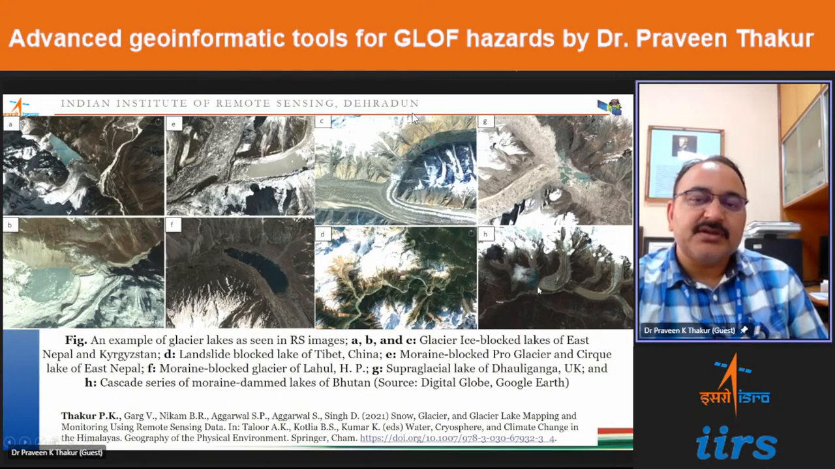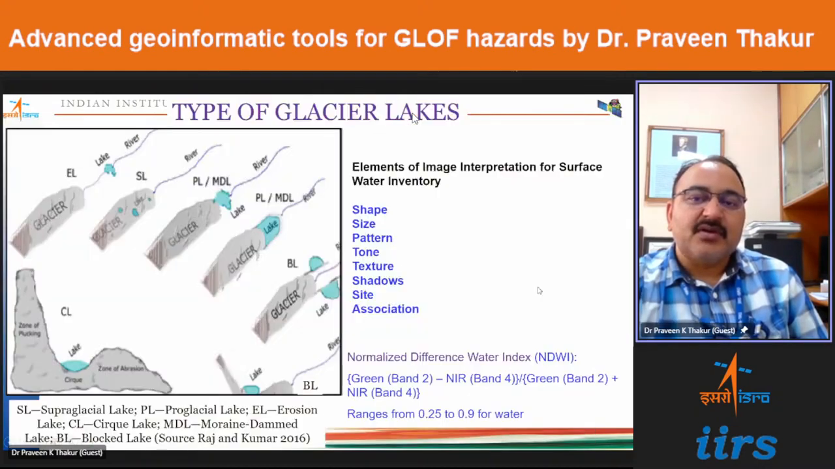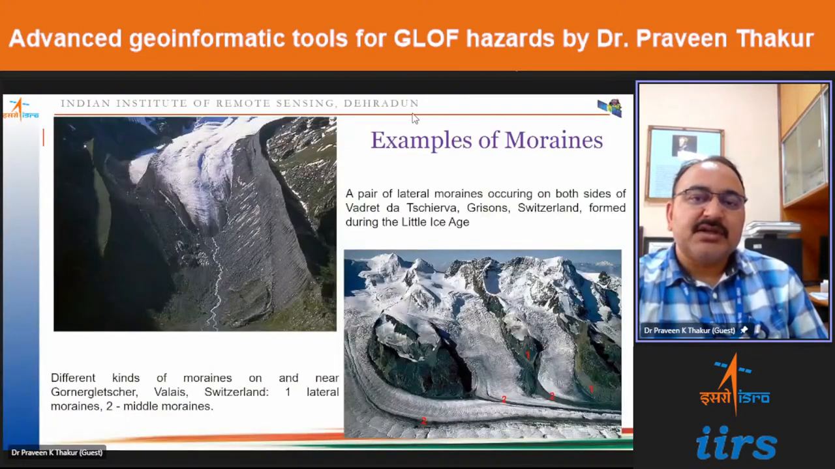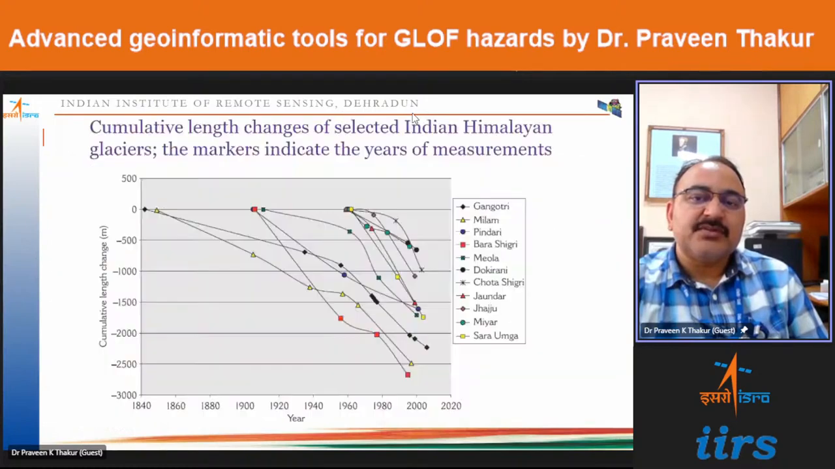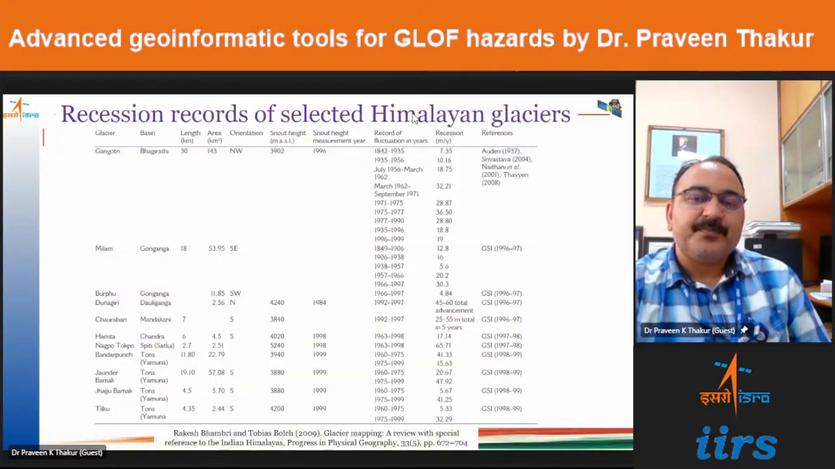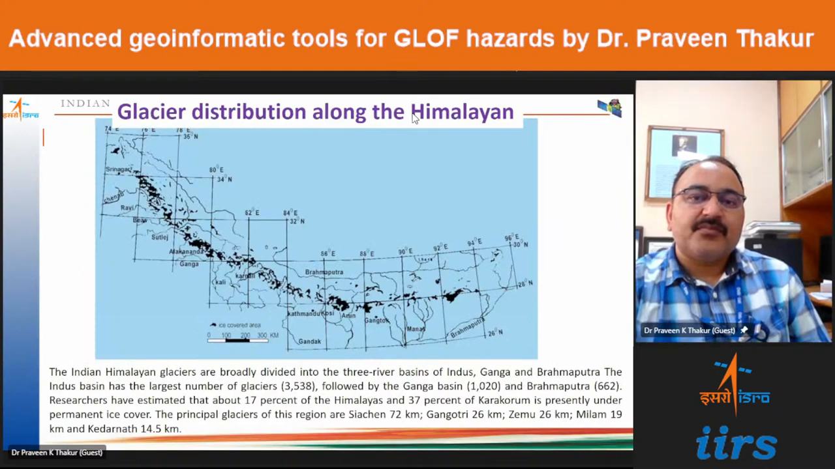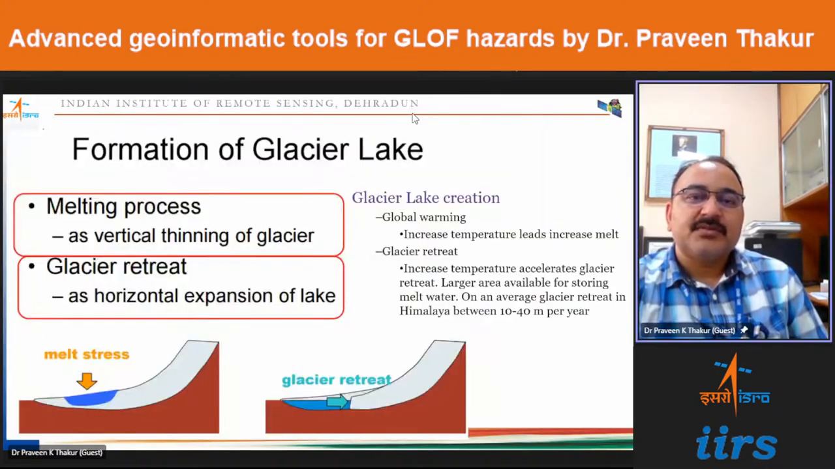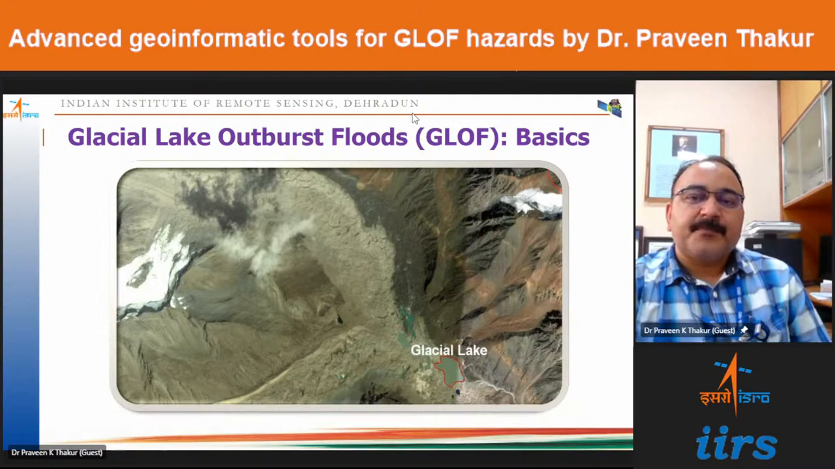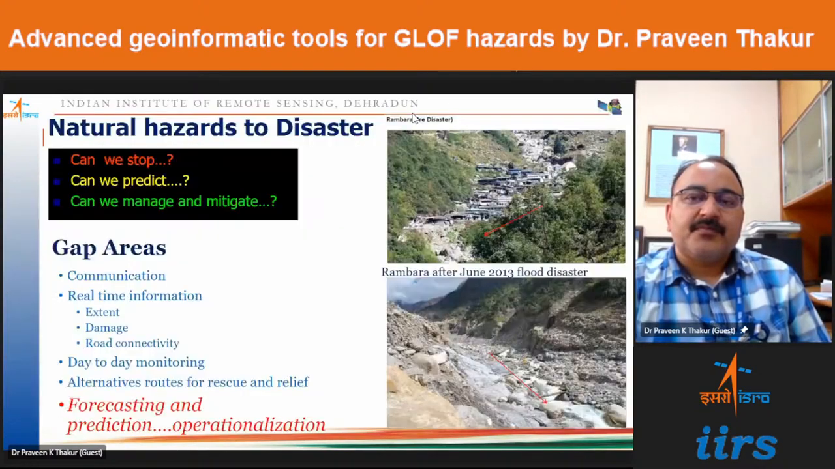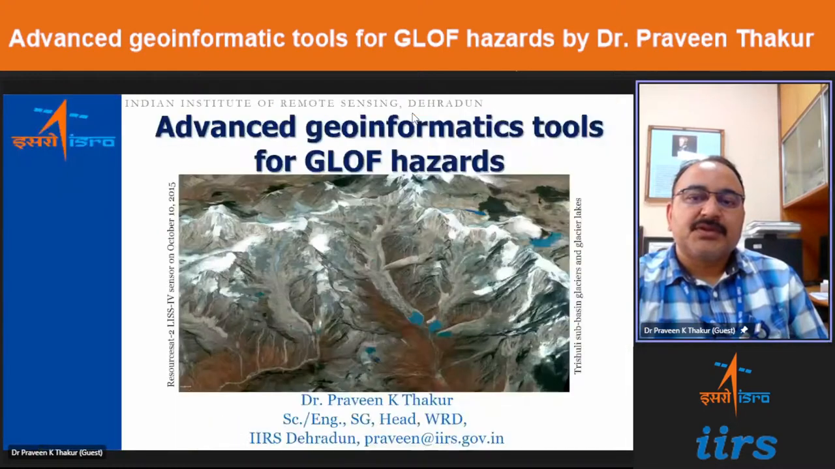So in the front cover of this slide, I have also shown the cascade lakes. They are found in the Trishuli basin. So this is an example of a cascade of glacial lakes, one example from Nepal.